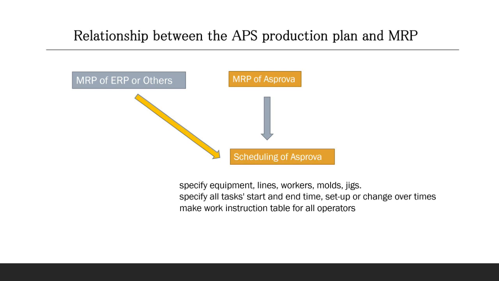MRP basically plans how many items to produce by how many days. Asprova APS can plan more. Specify equipment, lines, workers, molds, jigs. Specify all task start and end times, setup or changeover times. Make a work instruction table for all operators.